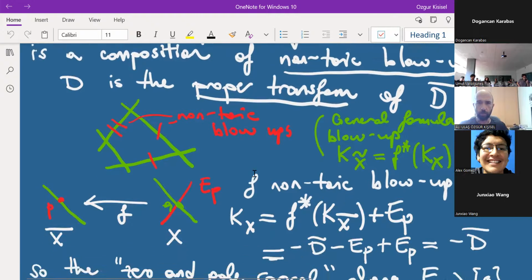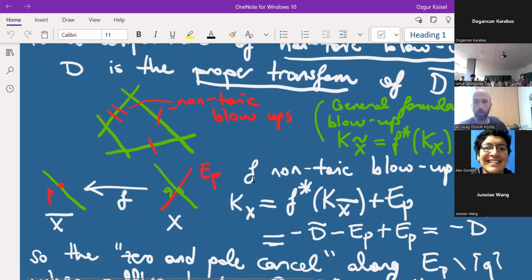Now, I think it's also kind of beneficial to think about this in terms of the canonical class and the holomorphic form. So one general remark is, for a general formula for a blow-up, the canonical class of X hat, let's do a blow-up at a non-singular point of the surface, will be the pullback of the canonical class downstairs plus the exceptional divisor.